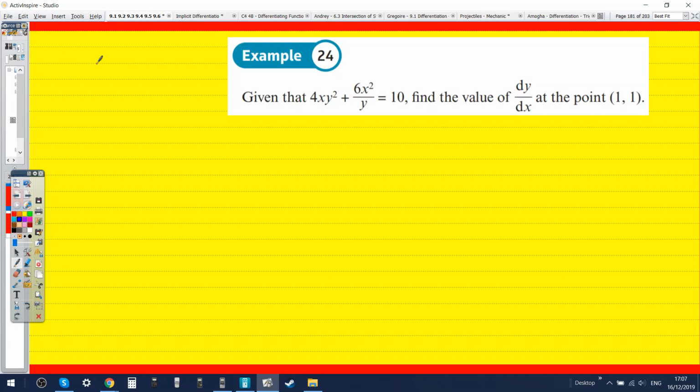So you have to use product rule first. Okay. So then you would get 4x bracket 2y dy by dx plus 4y squared. And then the next one you have to use quotient rule, yeah.